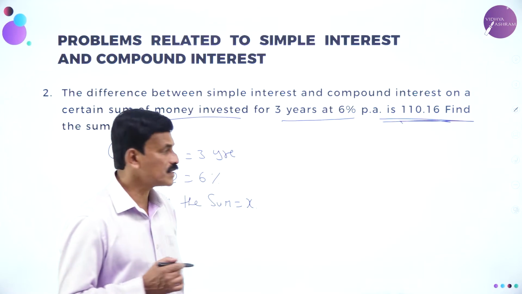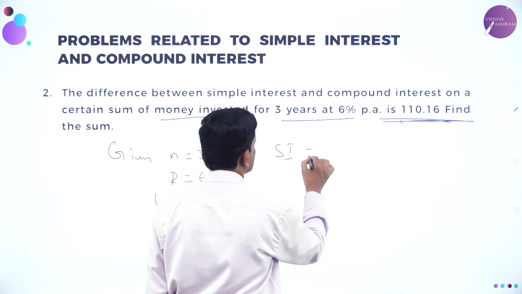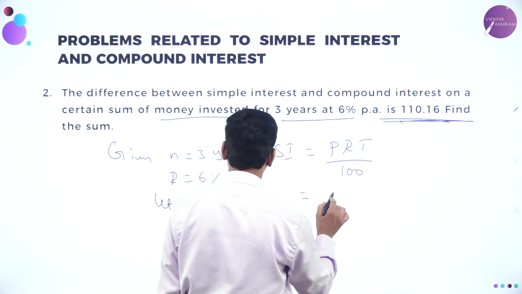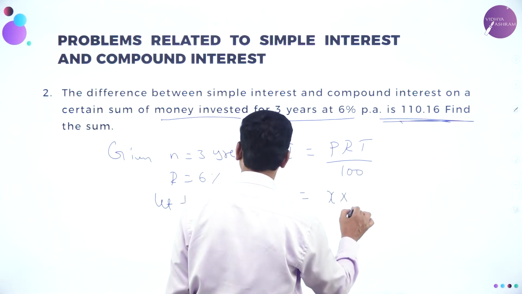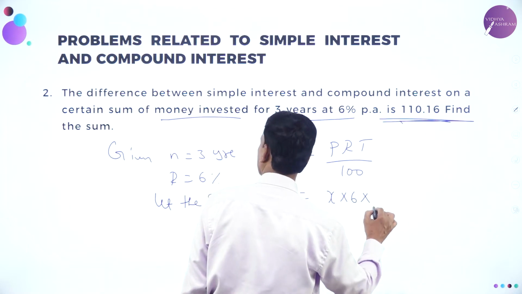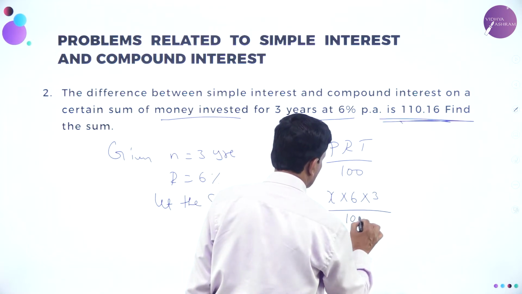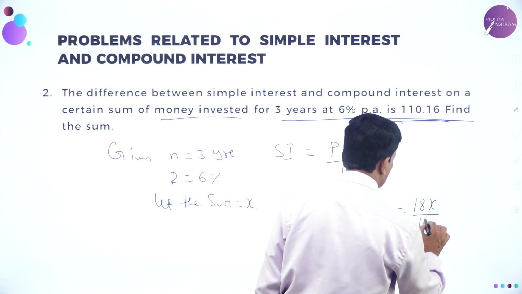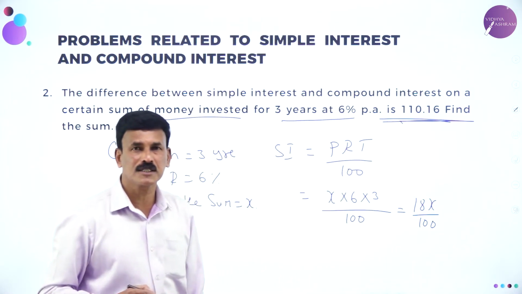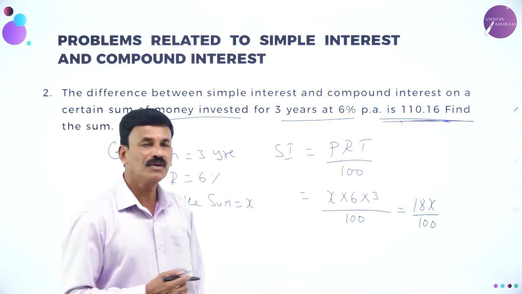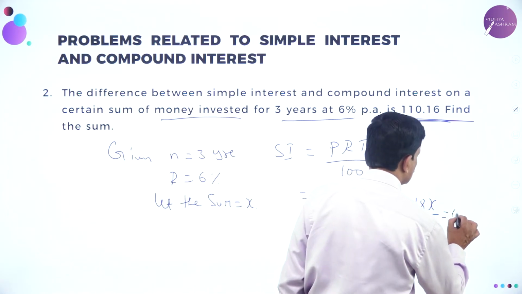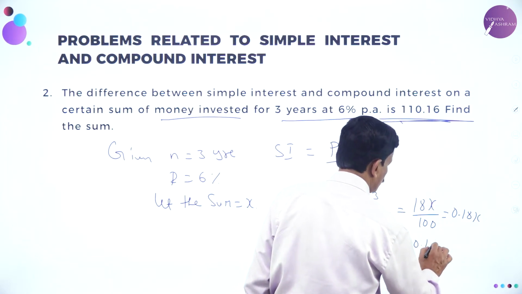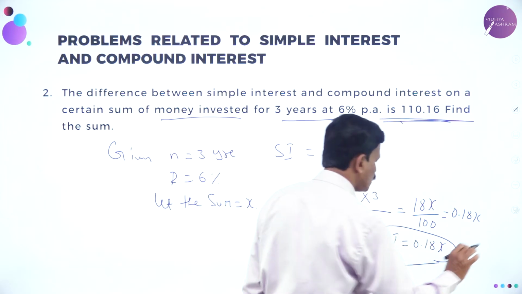Now what is the formula for simple interest? Simple interest is equal to PRT over 100. So that is principal x into rate of interest 6 into time period 3 divided by 100. This is nothing but 6 threes are 18x divided by 100. If you divide 18 by 100, it is nothing but 0.18x. So simple interest is equal to 0.18x.